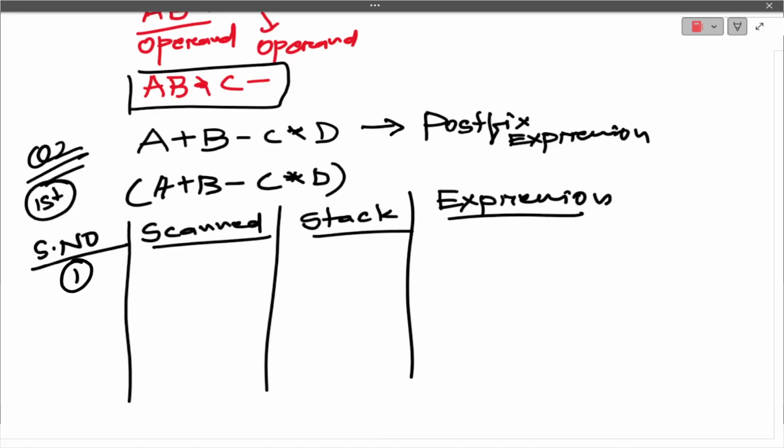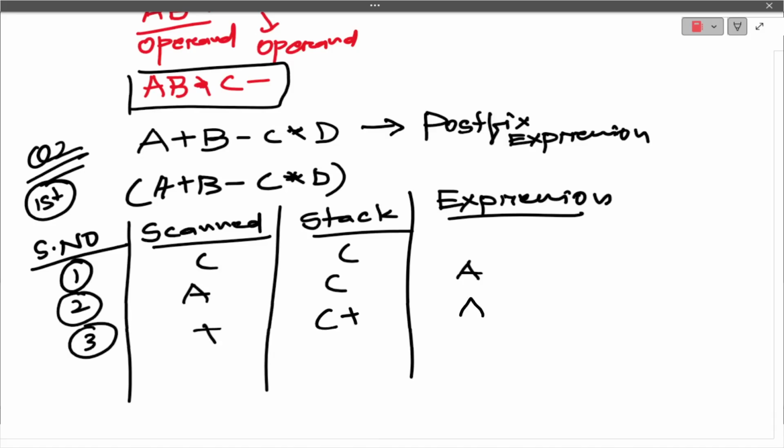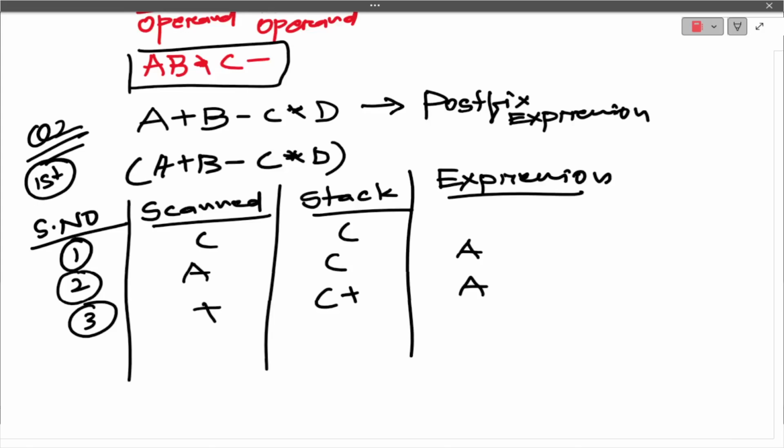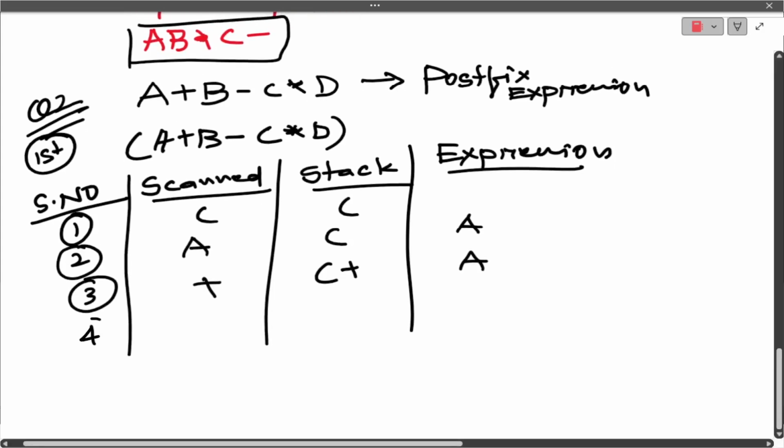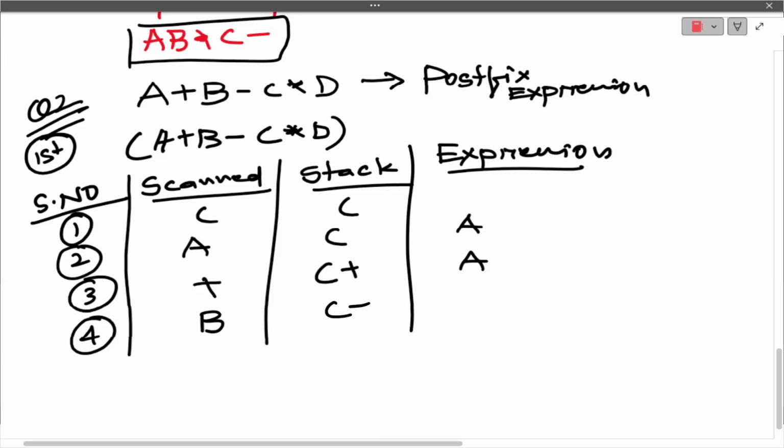Serial number 1, I have the bracket, the parenthesis. Let me take it to the stack. Number 2, I have A, but A will not be stored over here. A will be taken to the expression. Now number 3, plus will be scanned, and plus will be stored here in the stack, with A in the expression. Now number 4, I have B, but B will not be stored here. B will be stored in my expression.